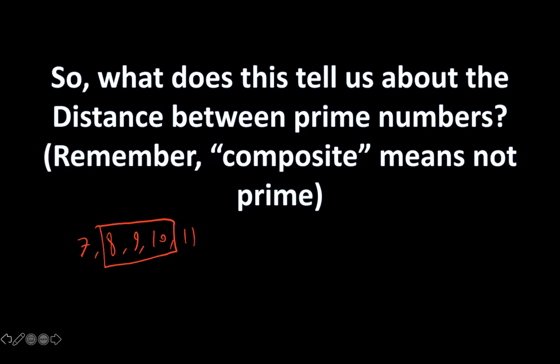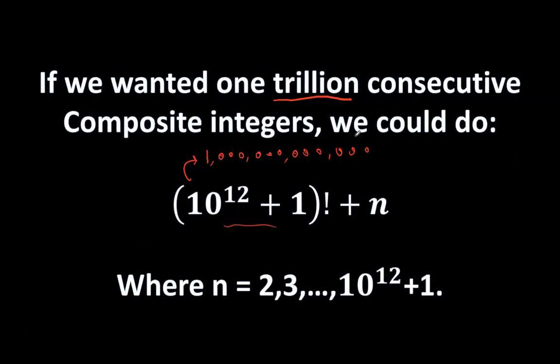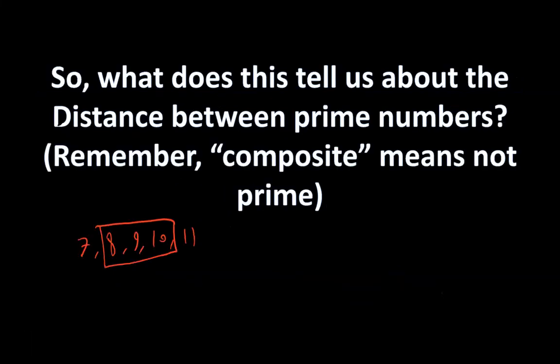But in general, because we can come up with as long a sequence of composite integers as we want, we can get a sequence of non-primes, and we can make that as long as we want if we use this factorial approach. Then what that tells us is that this distance can be as big as you want.